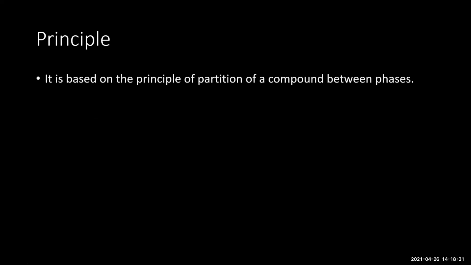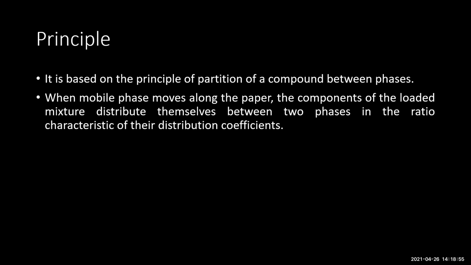Now what is the principle behind paper chromatography? Okay, it is based on the principle of partition of a compound between two phases. When a compound is exposed to one phase which is flowing and one which is stationary, because of this interaction between the two phases, partition happens. So the sample breaks down, and we get various components of that sample in the stationary phase. So in paper chromatography, when the mobile phase moves along the paper, the components of the loaded mixture distribute themselves between the two phases.